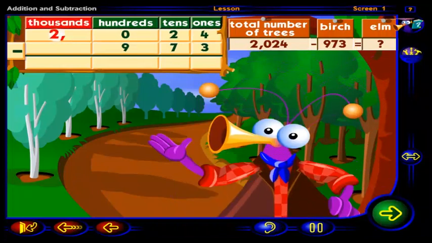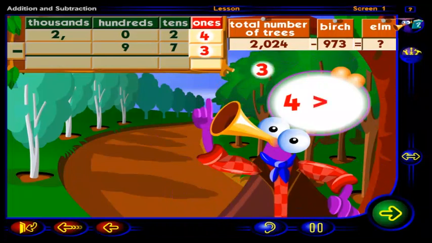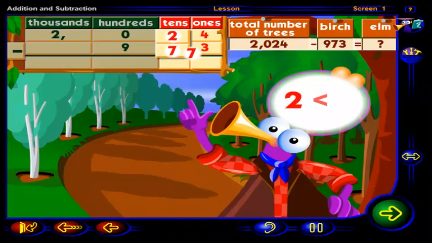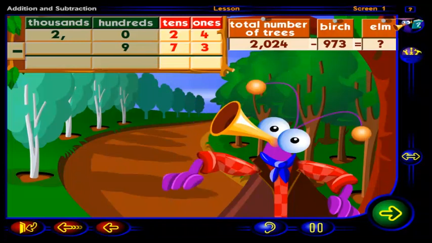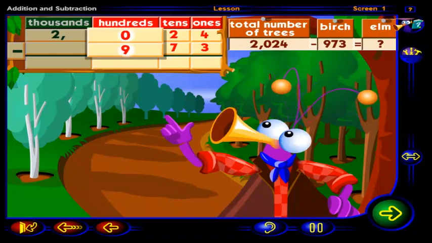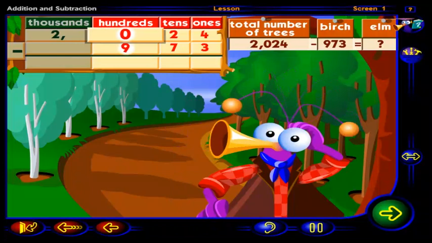Let's look at the digits in each place. In the ones place, 4 is greater than 3. But in the tens place, 2 is less than 7. So we're going to have to regroup by looking at the hundreds place. Wait a minute. There are 0 hundreds in this number. So we'll have to regroup from the thousands place.